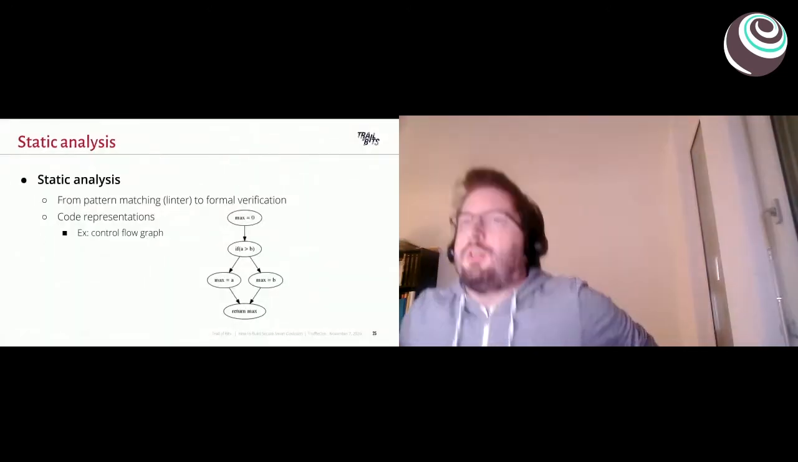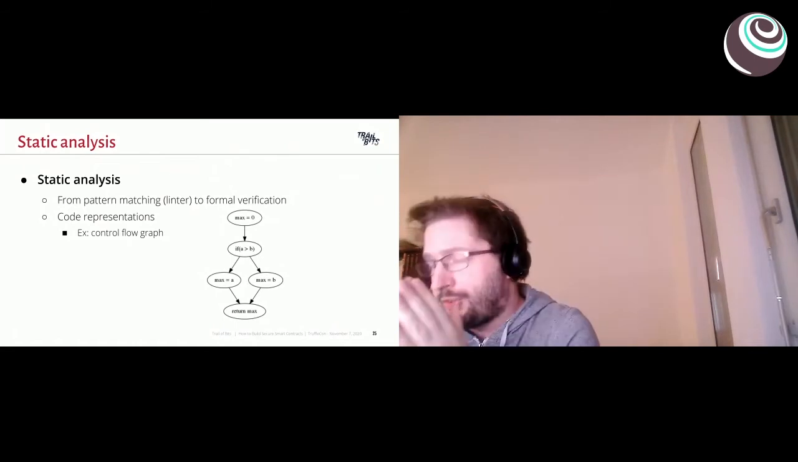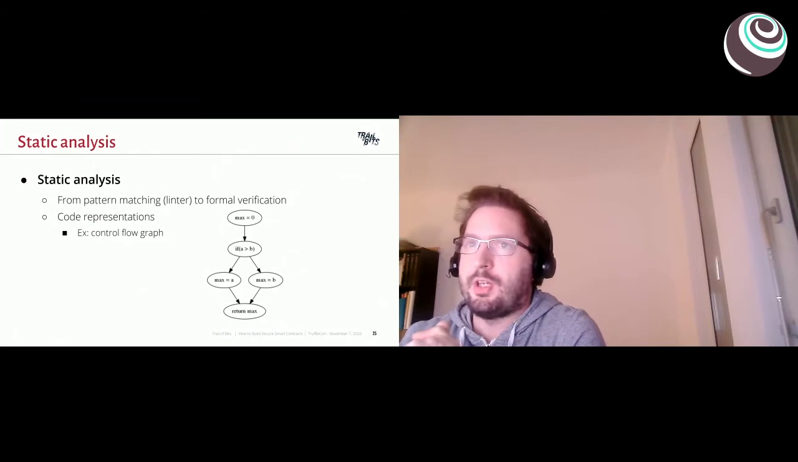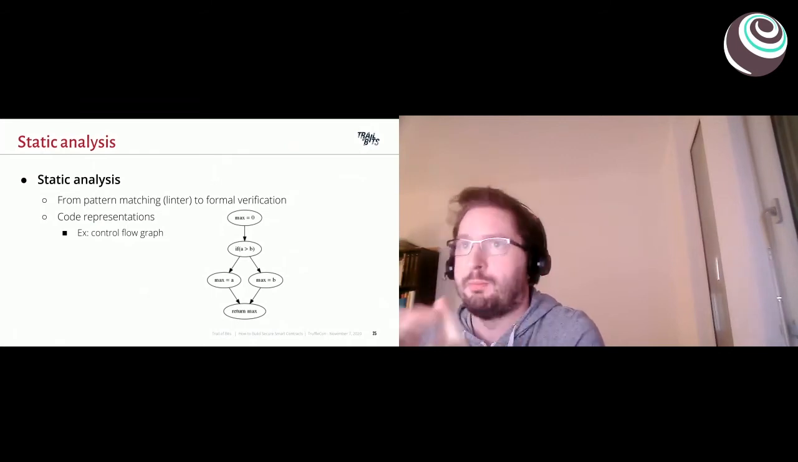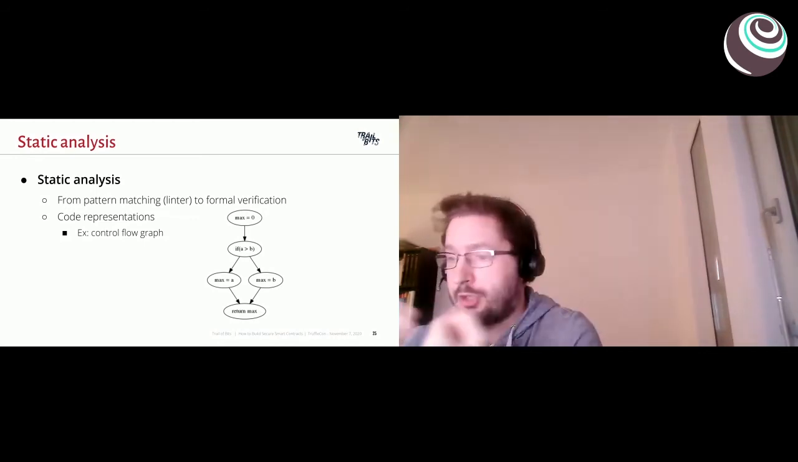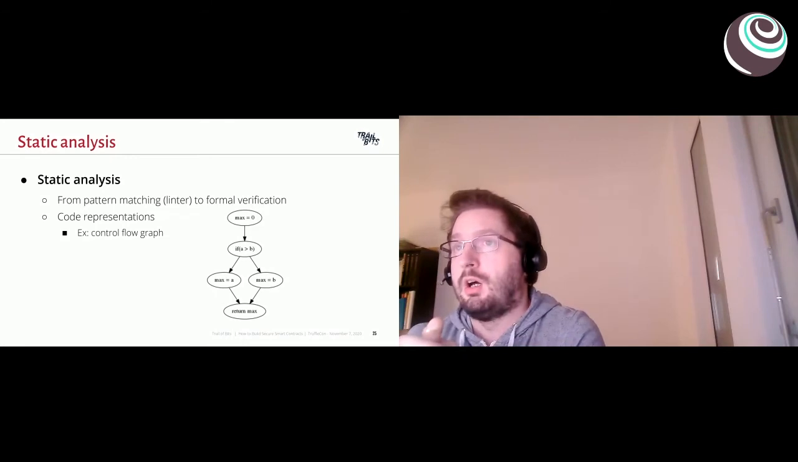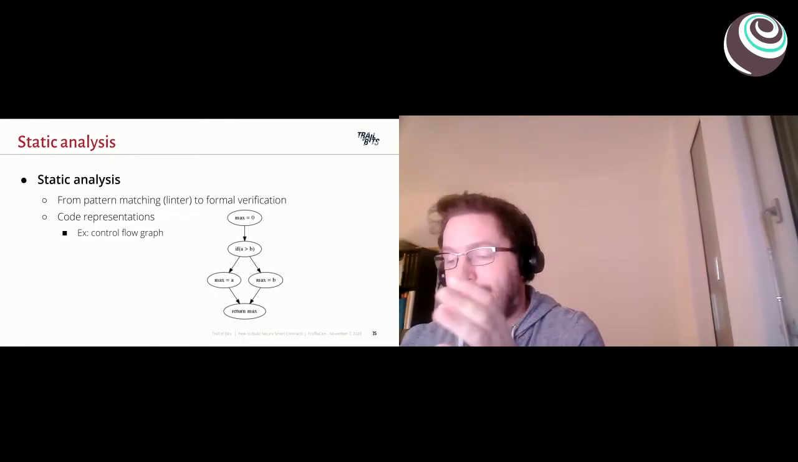Okay, let's start with Slither. So Slither is a static analyzer. Static analysis exists in different forms, from pattern matching, for example, a linter does static analysis, to formal verification with, for example, abstract interpretation. It's a really large topic.